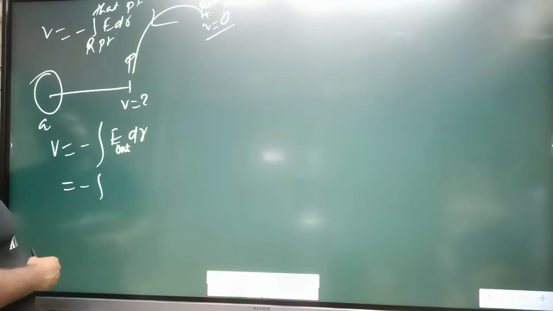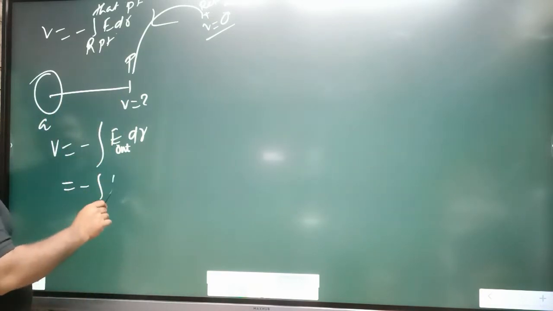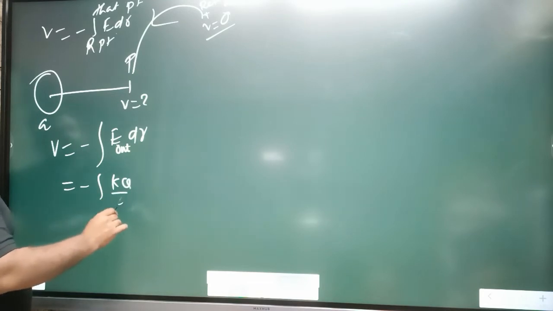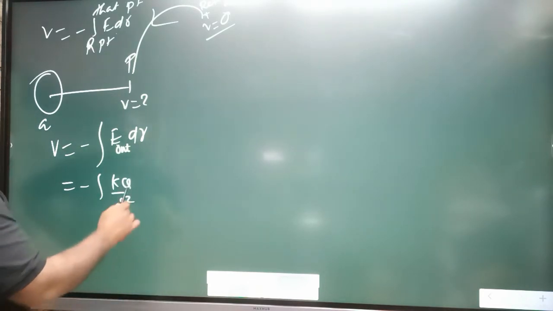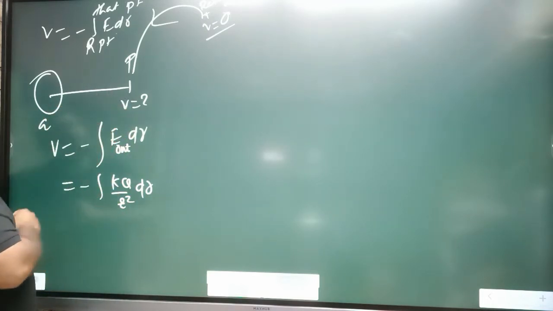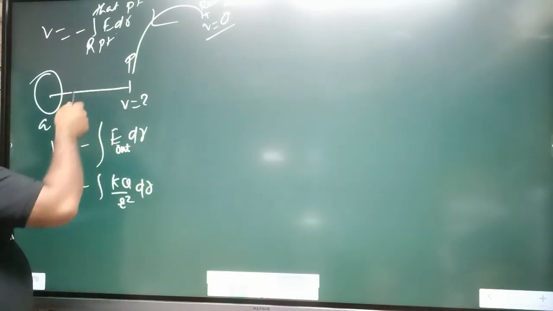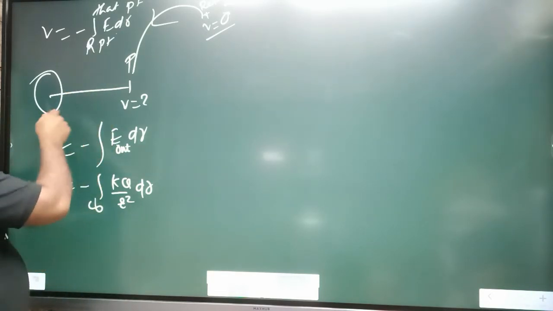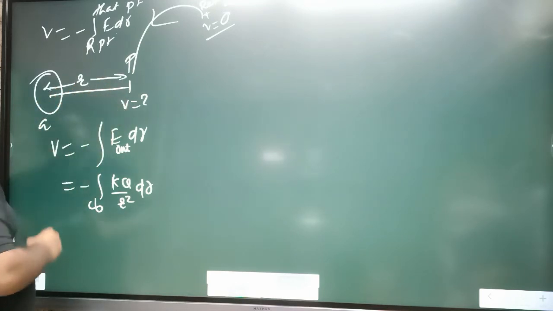E out, because of point charge, electric field outside is KQ upon R square, into dr. Got it? Outside electric field because of point charge, KQ upon R square, simple. Limit infinity to that point. That point distance is small r.